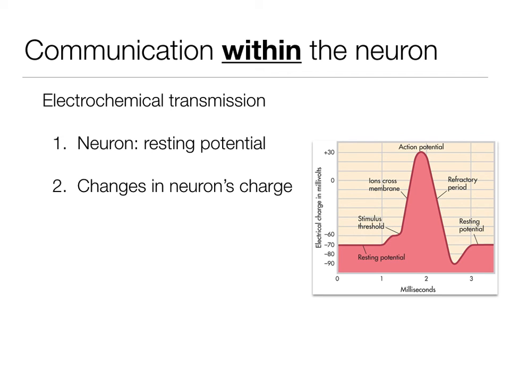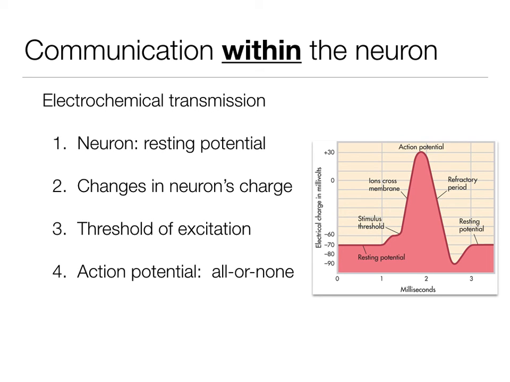And the question is, do we hit this threshold of excitation, which is a really fancy way to say, are we excited enough? Is this important enough to share? Do we need to tell another neuron about this? And again, this is all happening inside the cell body itself, this threshold of excitation. And if we get high enough, if we hit this threshold, we have action potential. And again, this is all or none. So we either have enough to fire or we don't.